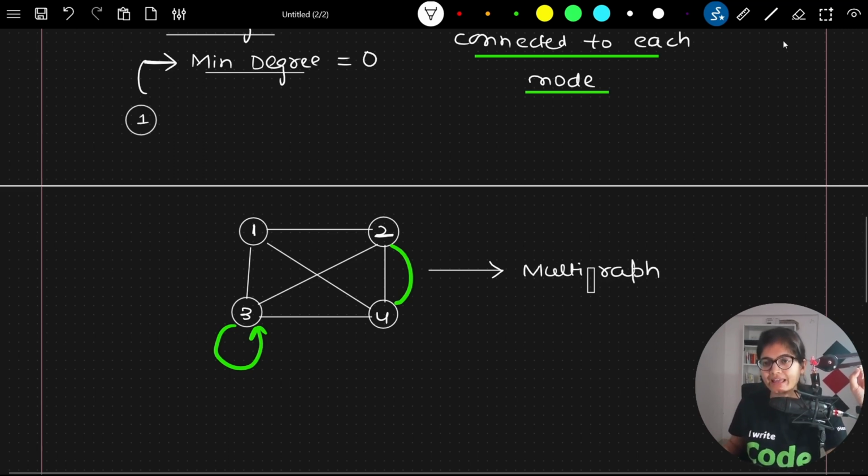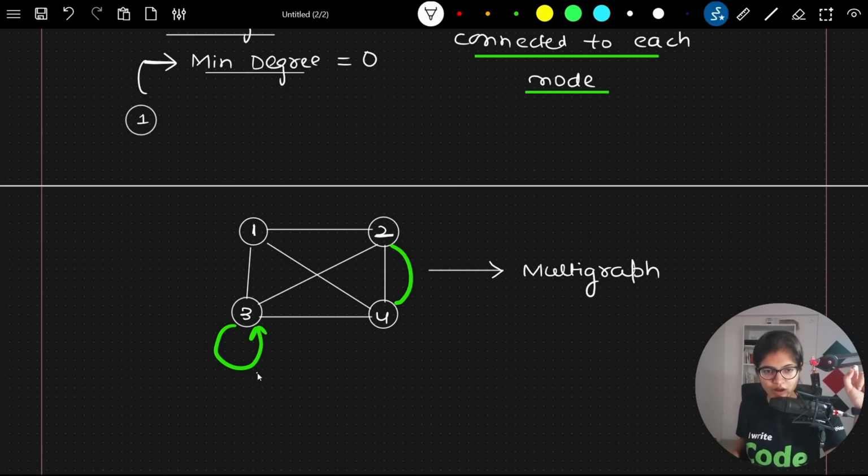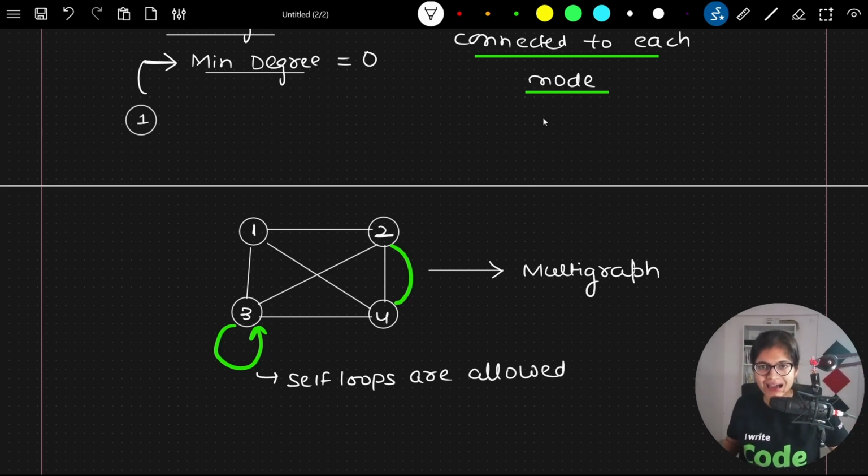Why? Because in a multi-graph, first of all, this kind of self loop is allowed. The very first thing is that self loops are allowed. Moreover, this kind of edge is called a parallel edge. There is already an edge, and parallel to that we have created one more edge. So parallel edges are also allowed.